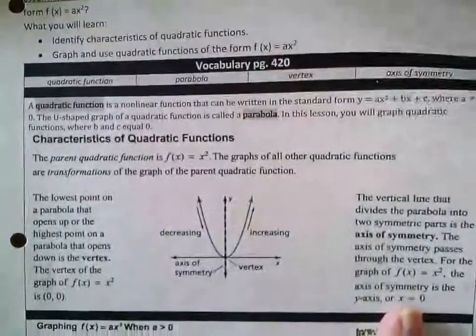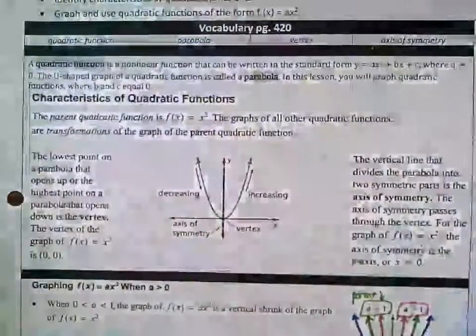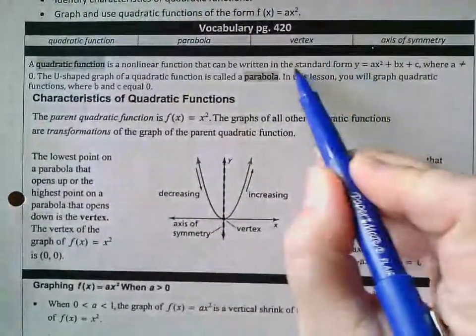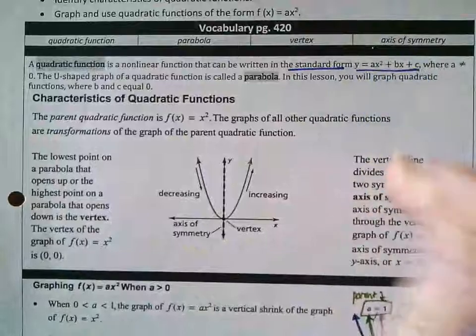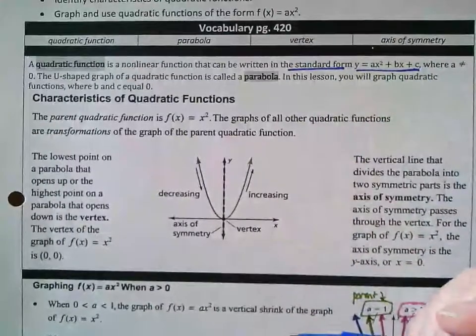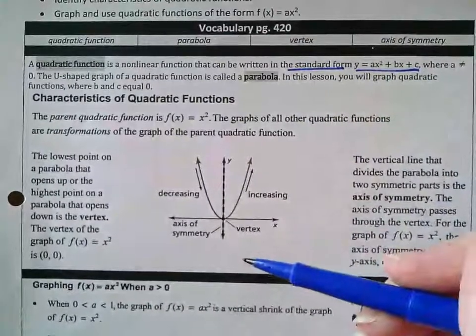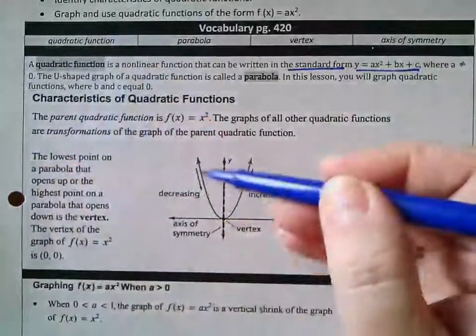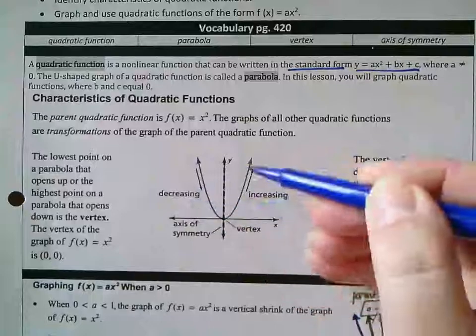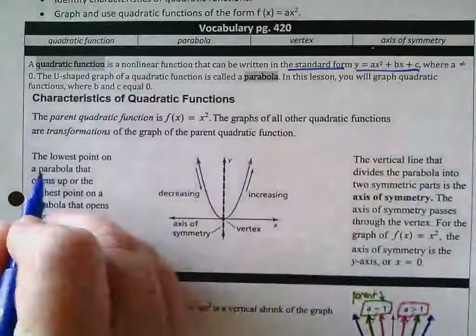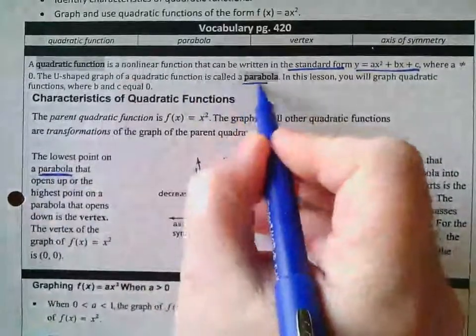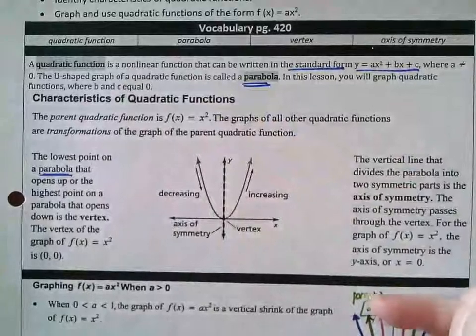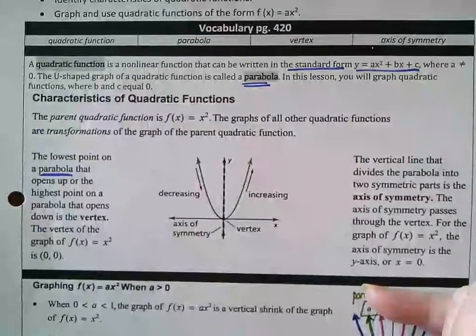So a quadratic function is a nonlinear function that can be written in standard form. We went over standard form before. It's right here, standard form. And we actually factored it and multiplied with it and did all kinds of things. It's a U-shaped graph, and that U shape you can see right here. This is called a parabola. So the word is right here. It's also right here. But it's a U-shaped graph that is called a parabola.